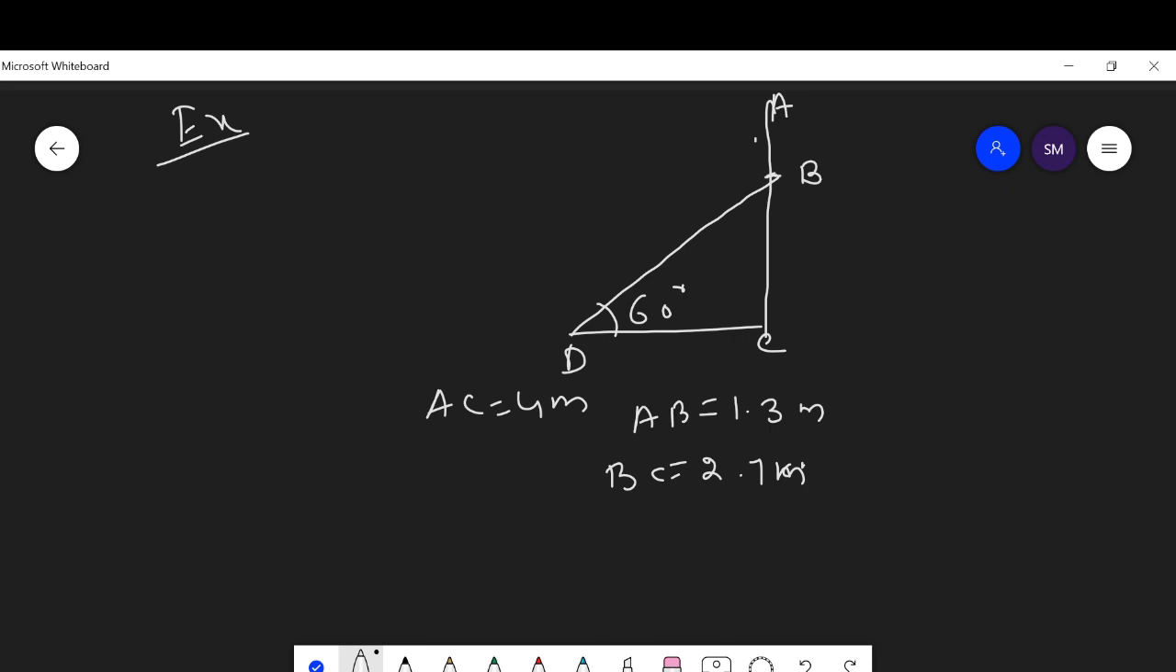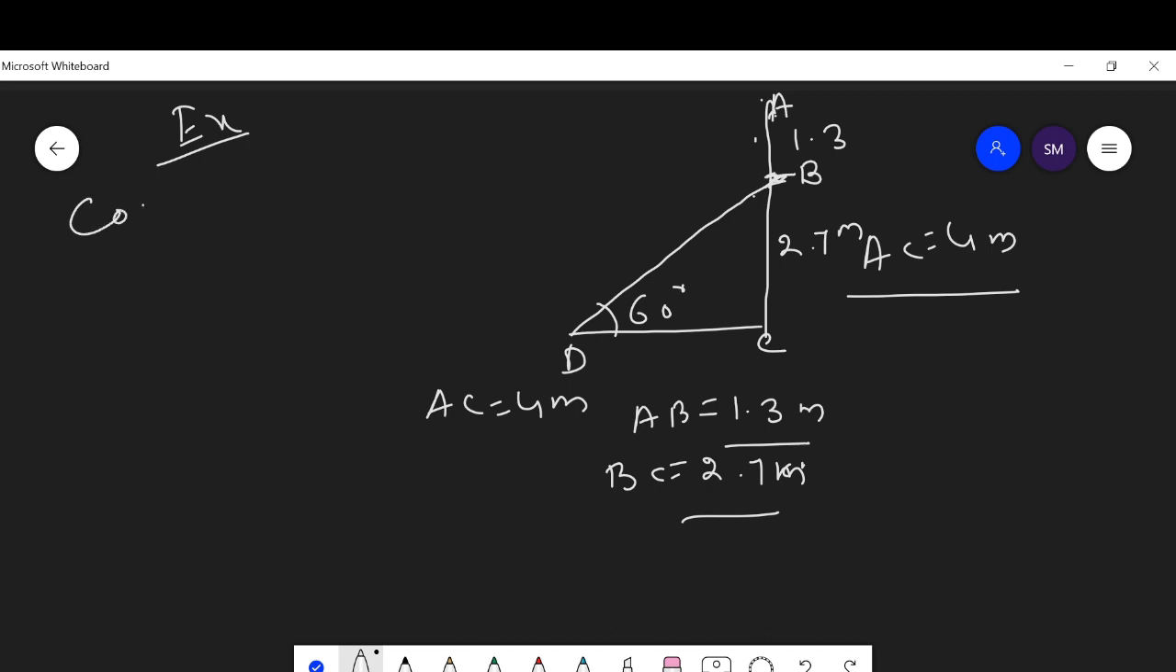The fault is in the pole. The height of the pole is given. AC is 4 meter, but the person has to reach the point B, which is 1.3 meter away from A. Then AC length is 4 meter, as AB is 1.3 meter, which implies BC is 2.7 meter. Here we have to find the length of the ladder required for repairing the pole. Okay, here BC is given as 2.7 meter.